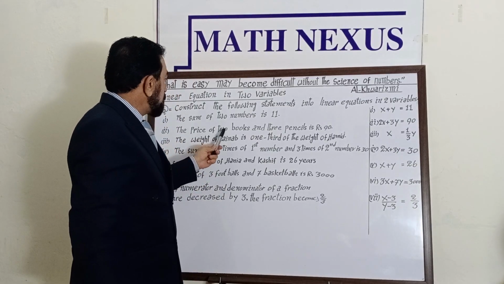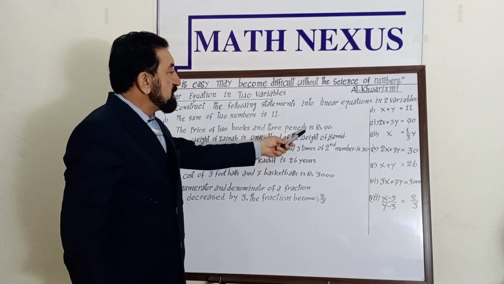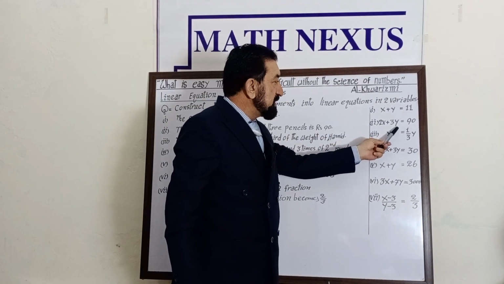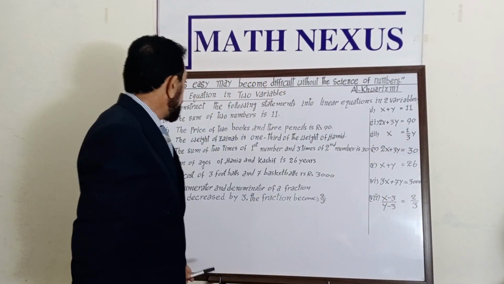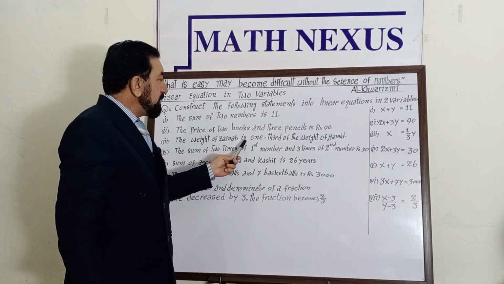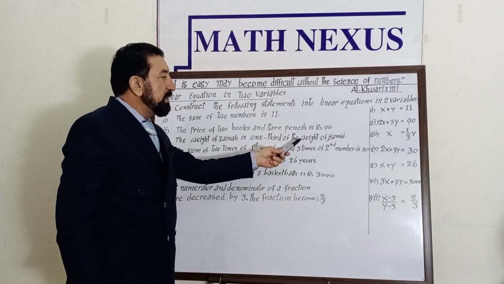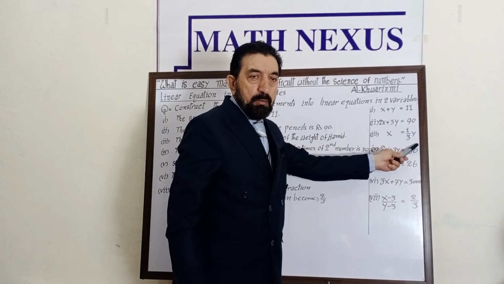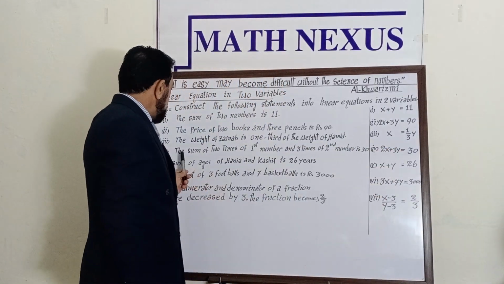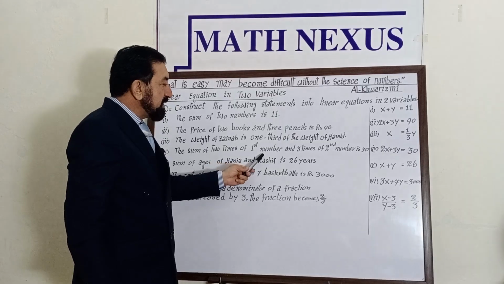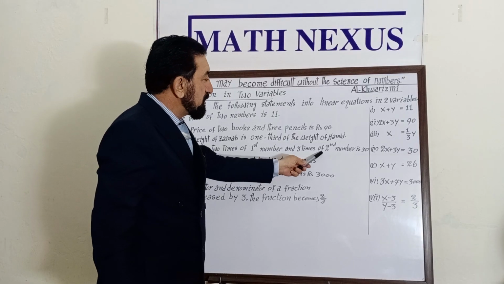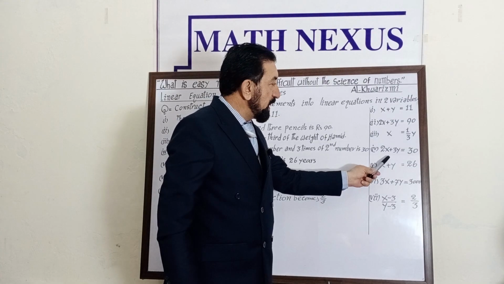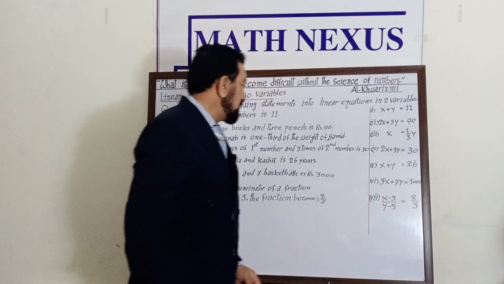Second, the price of two books and three pencils is rupees 90. Two books, three pencils equal to 90. The weight of Zainab is 1/3 of the weight of Hamid. X equal to 1 upon 3 y. The sum of 2 times of first number and 3 times of second number is 30. This can be written as 2x plus 3y equal to 30.